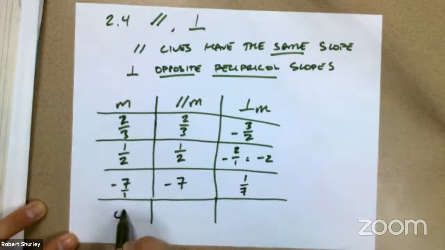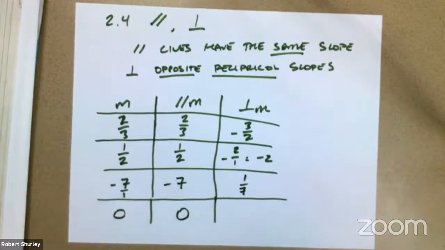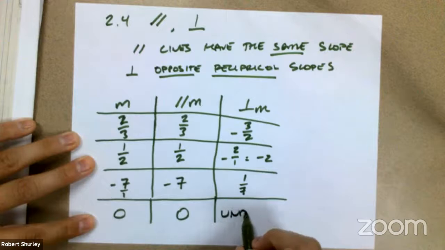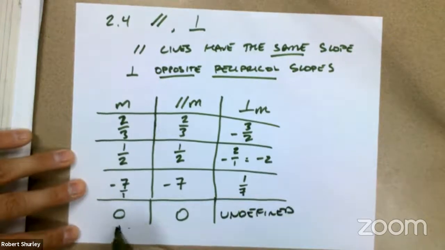Okay. So now let's think of 0. So the parallel slope to 0 would be 0. What about perpendicular? No, -0 is just 0. It's a good guess there. Can't be 0 because that means it's parallel, right? Is it like undefined or something like that? Beautiful. Undefined, right? Remember, this is a horizontal line.